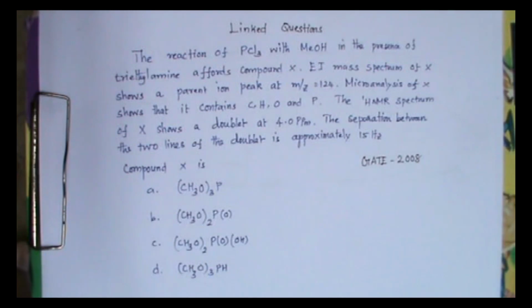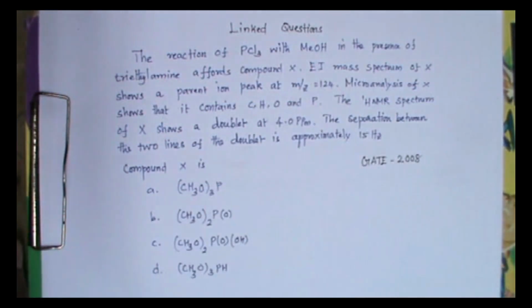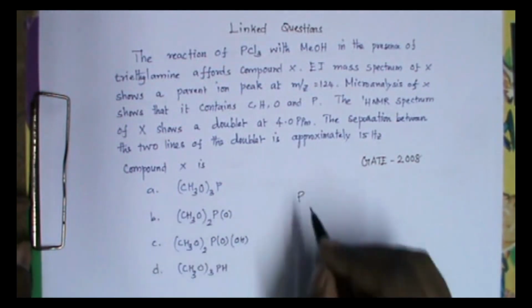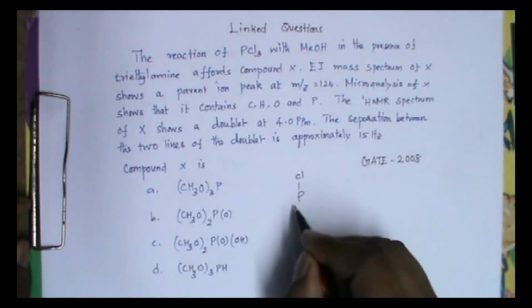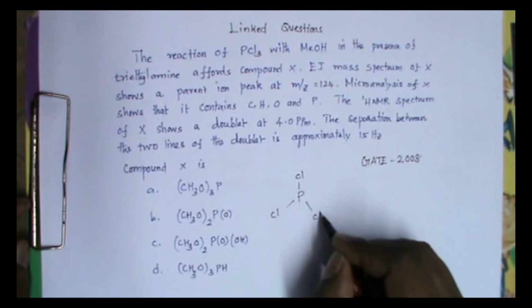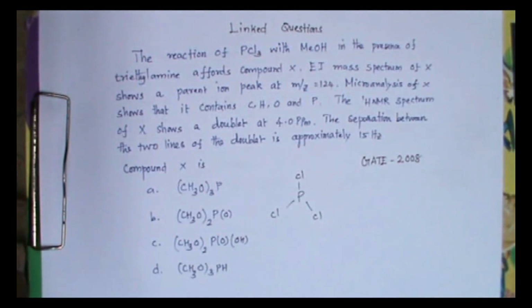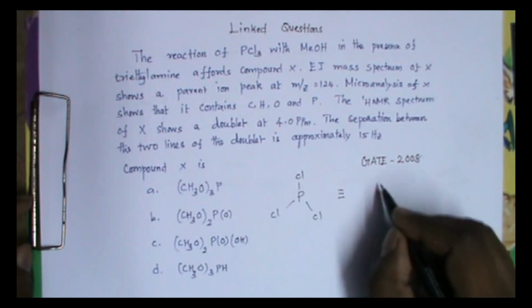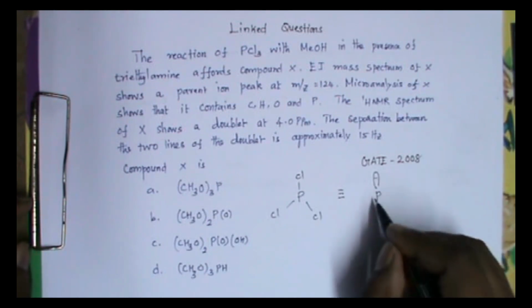Compound X is... You should know the answer even without these many hints. If you are good in organic chemistry, you can solve this problem in no time. This is PCl3. There will be a lone pair of electrons also. So the geometry of PCl3 will be tetrahedral.